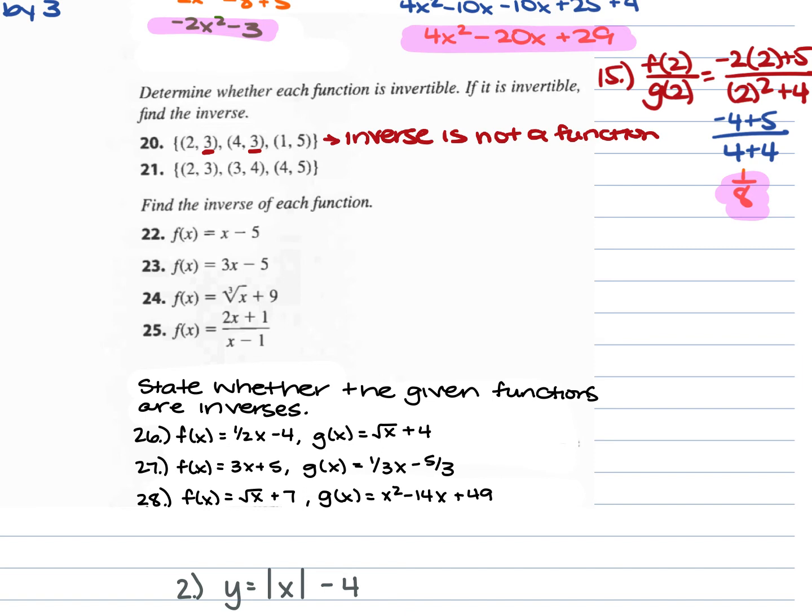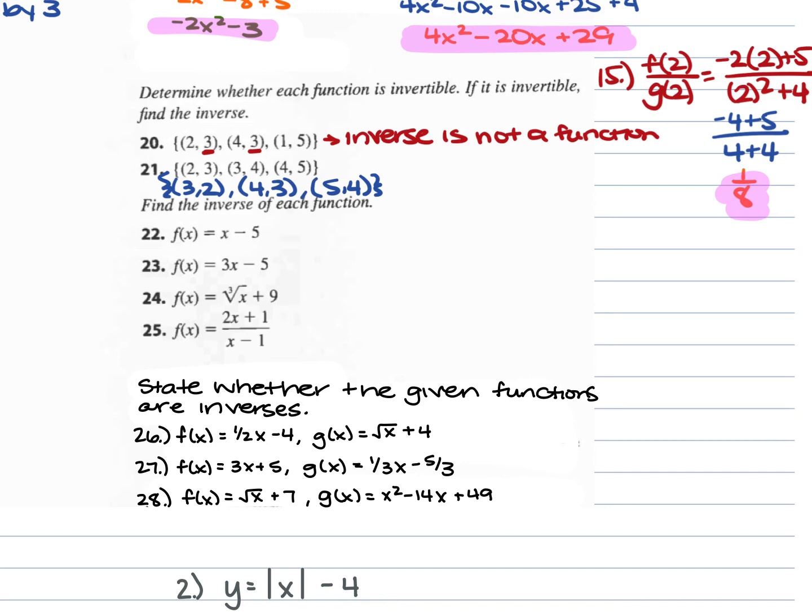For number 21, you have 2, 3, 3, 4, and 4, 5. If you switch these, since none of your y values repeat, you can just switch the x and the y. You're going to have 3, 2, 4, 3, and 5, 4. And those will be the points for the inverse of that function.